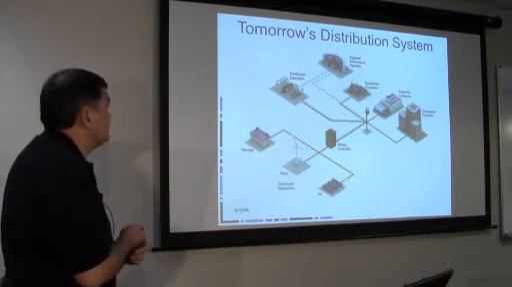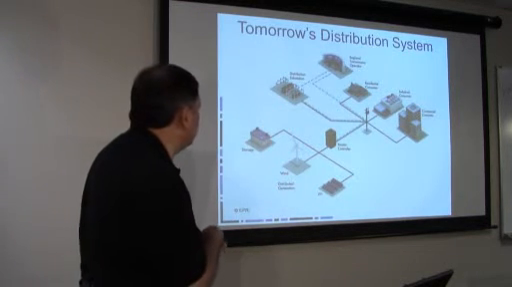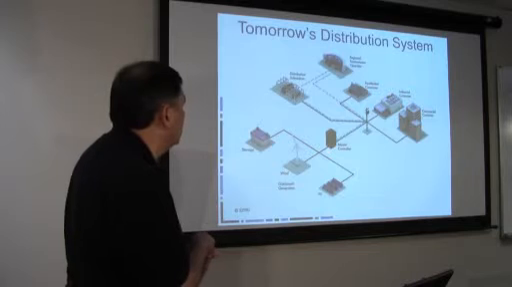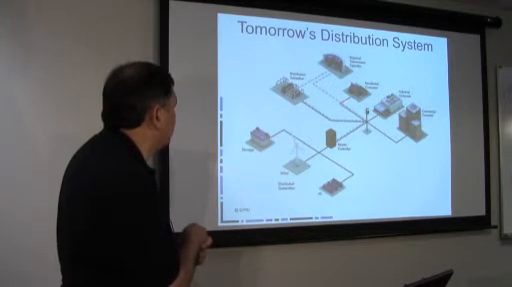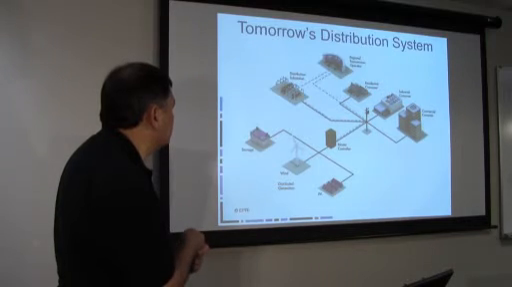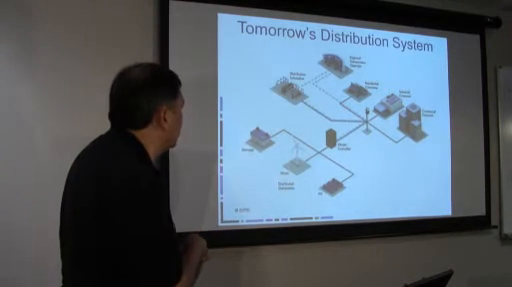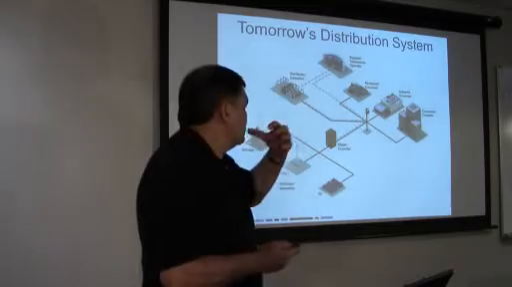So in tomorrow's distribution systems, we'll have these devices all integrated. There'll be a master controller, and the dotted lines are basically the flow of communications, and then this is the underlying electrical system. So the distribution systems themselves will become a lot more intelligent.